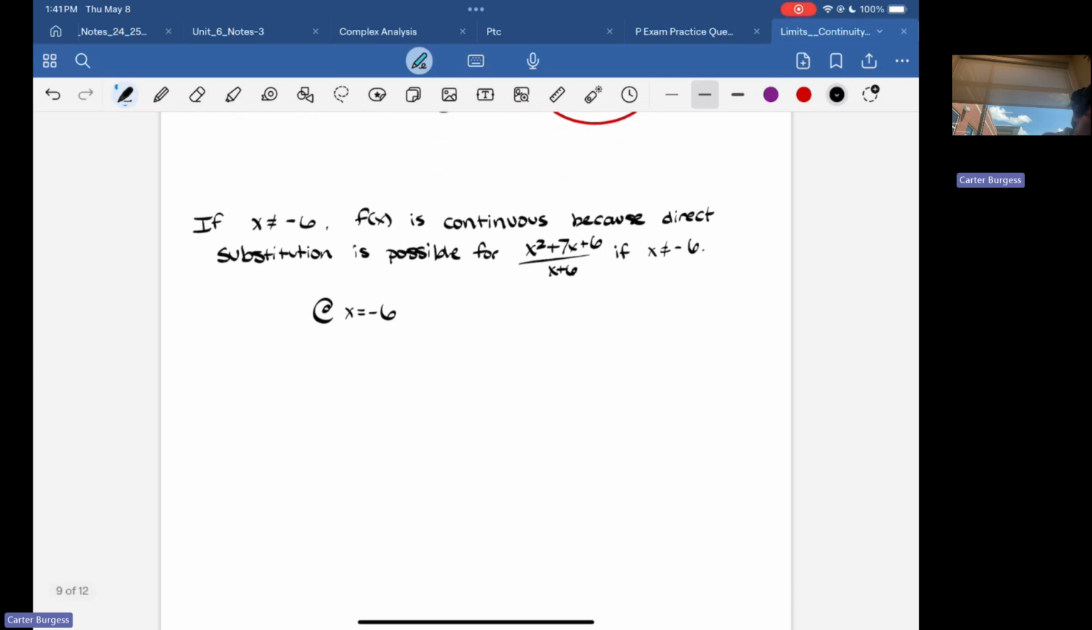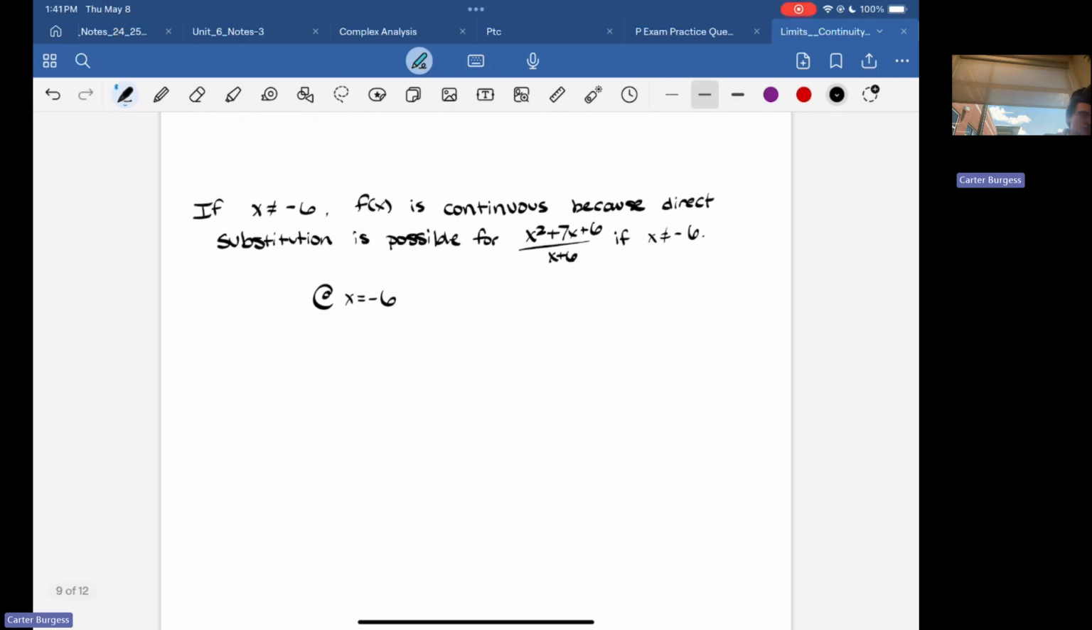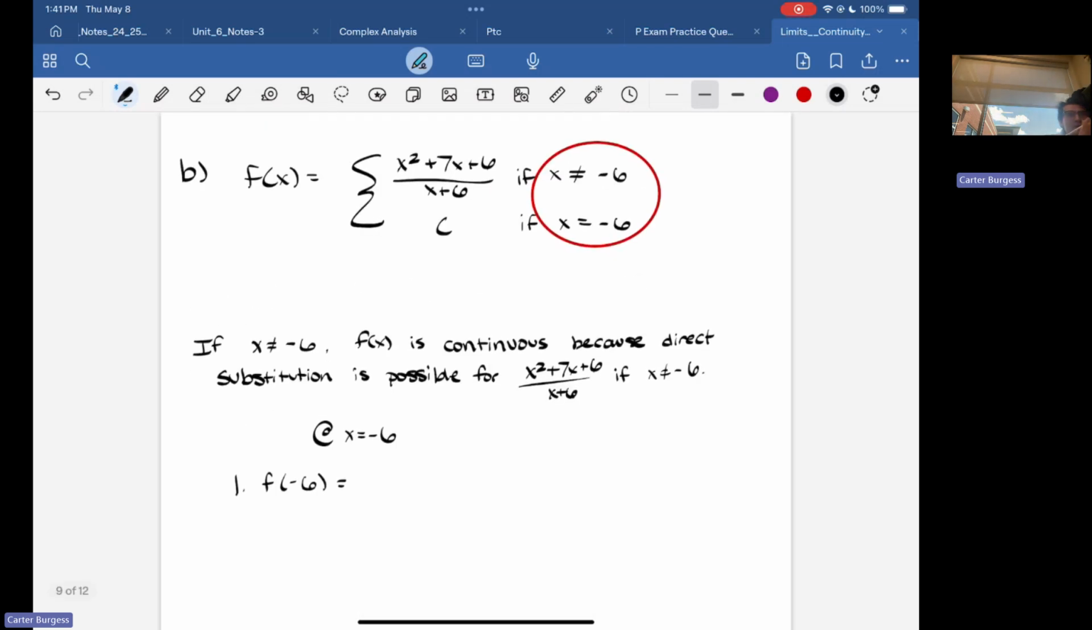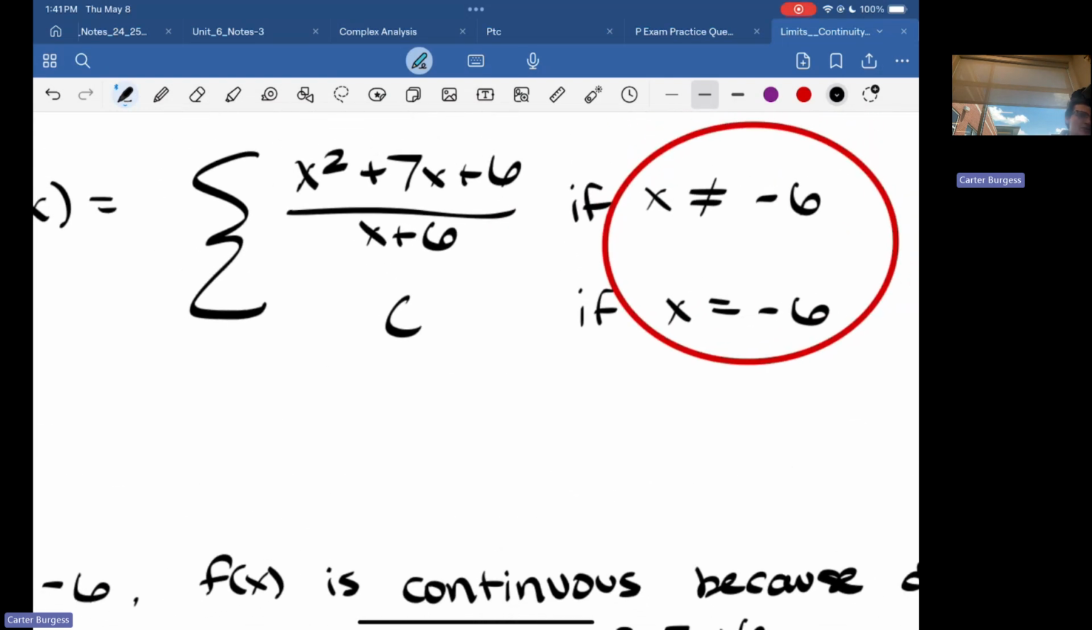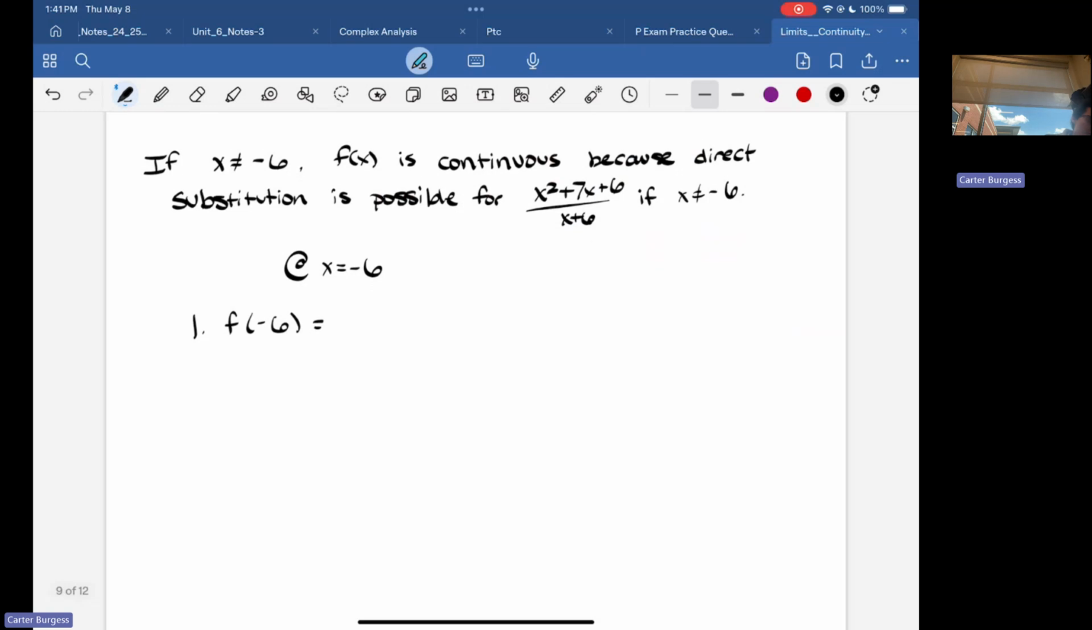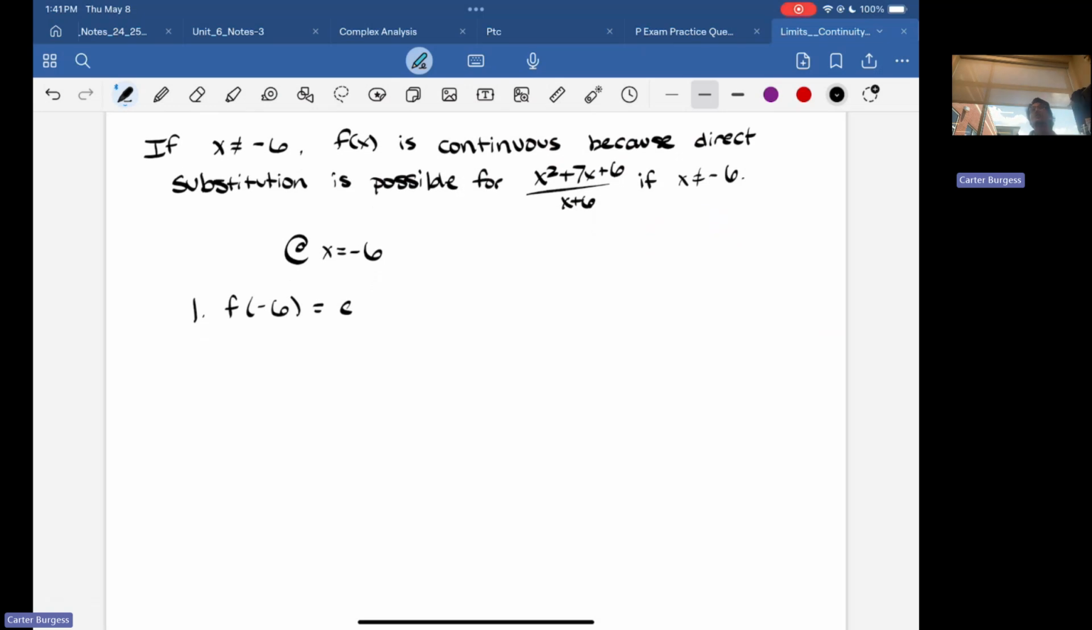What are the 3 things that we need to demonstrate for continuity? f of a has to exist for starters. What is f of negative 6 equal to? What happens when I plug in negative 6? Do we know yet? It's c. It's whatever c is, right? All we're trying to do is show that it exists. Does c exist? Yes, we're good to go. That is all you need for step number 1.